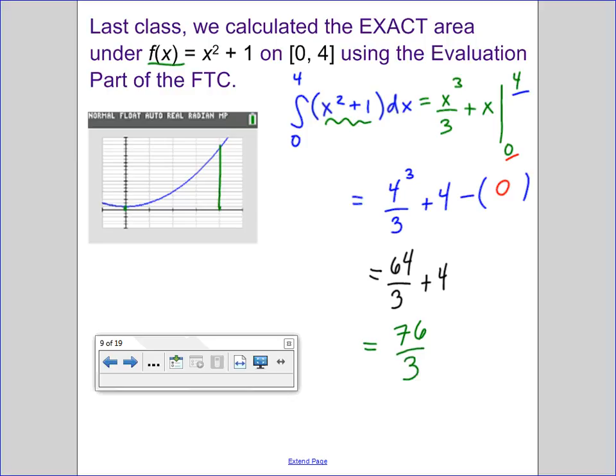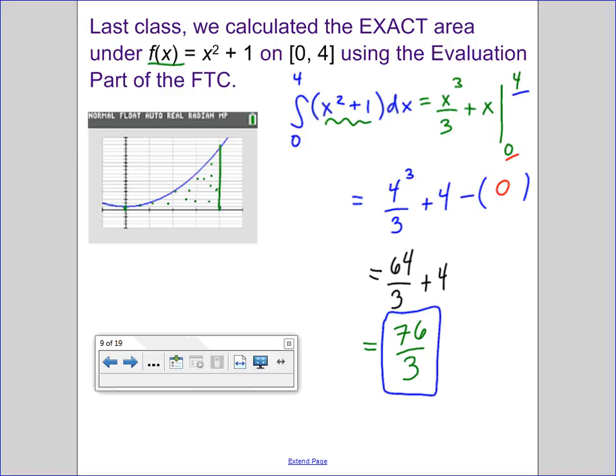That's good news because that's what I remember from last class. 76 thirds. What does this represent graphically? Riley? The area under the curve. Yeah, absolutely. So this is the area in between the x-axis and x squared plus 1 in between the x values 0 to 4, exactly.